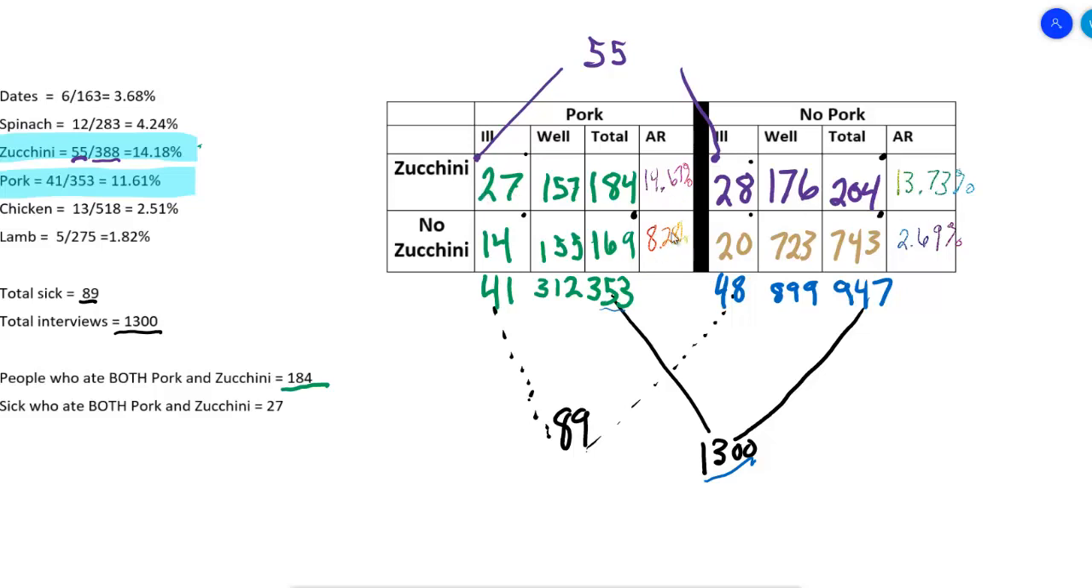Some would ask, well, we have to consider this 8.28%. We do. And so the next step in our investigation would be to determine who cooked the pork, how did they prepare the zucchini, and see if there's any potential cross-contamination or other potential situations where both exposures, what we call bled over, or caused illness in both the pork group and the zucchini group.